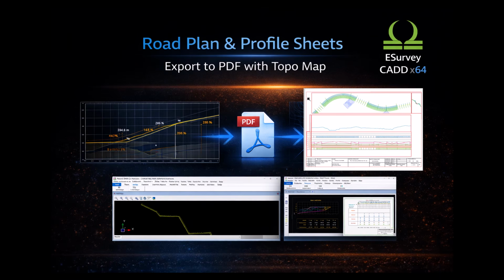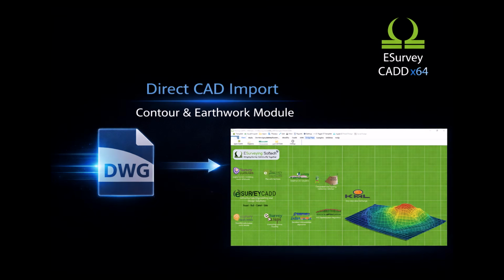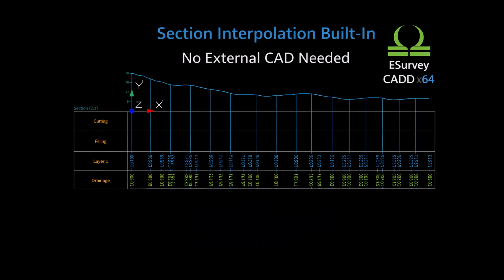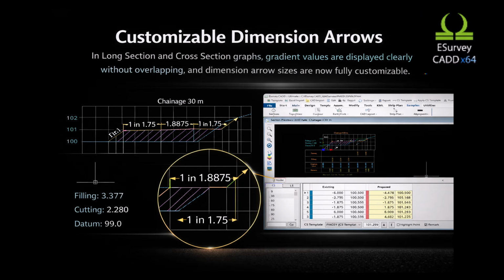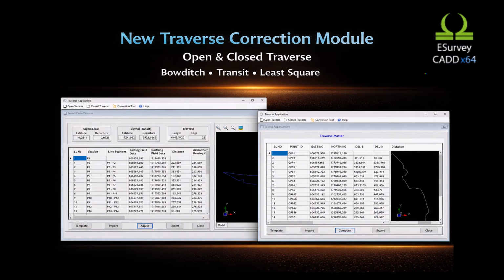Sixth, in the contour and earthwork module, CAD data can be imported directly by selecting the CAD file, saving time and effort. Seventh, section interpolation is now available within ESurvey CAD itself. No need for external CAD software. Eighth, in long section and cross-section graphs, gradient values are displayed clearly without overlapping, and dimension arrow sizes are now fully customizable. And finally, a brand new traverse correction module has been introduced.